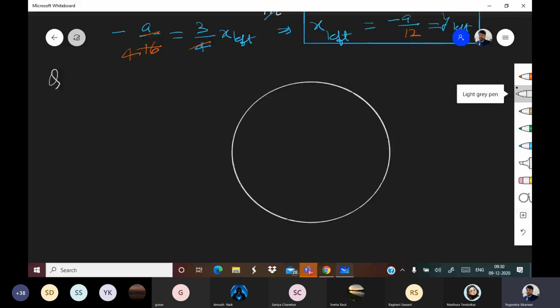So this is a disk, and from this disk, a disk of radius r by 2 has been removed. The radius of the bigger one is capital R. This is the x-axis, which is passing through the center, and this is the y-axis.